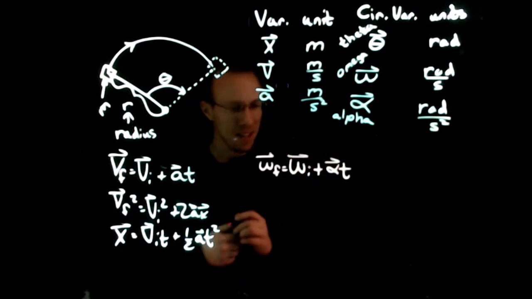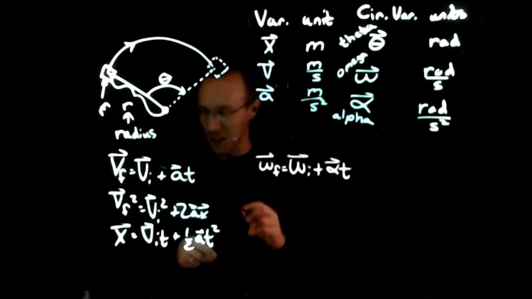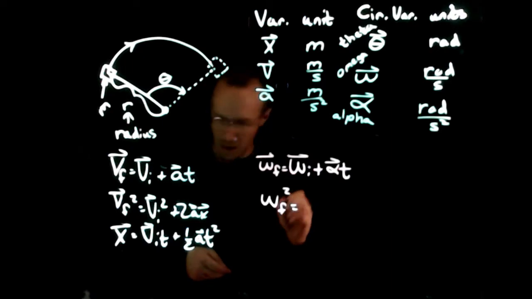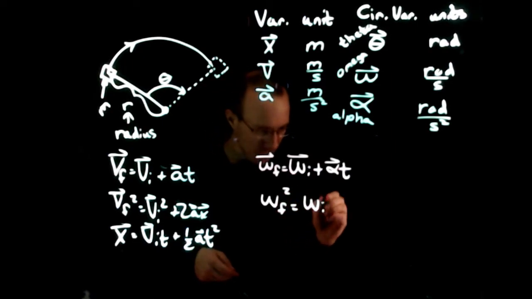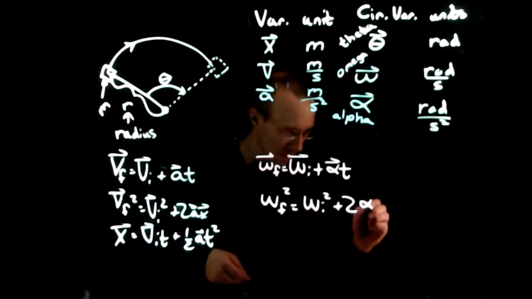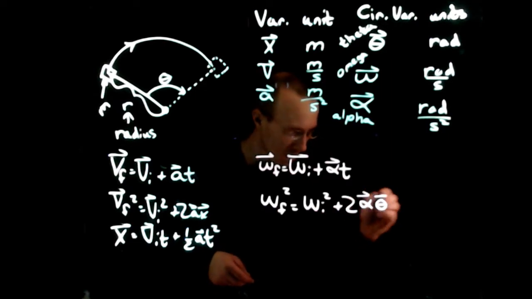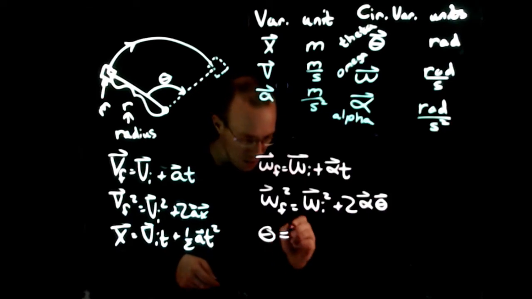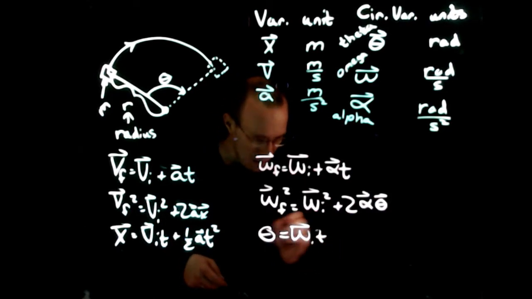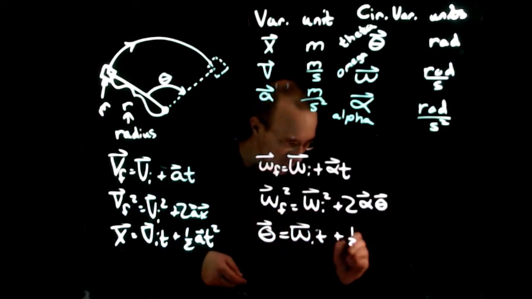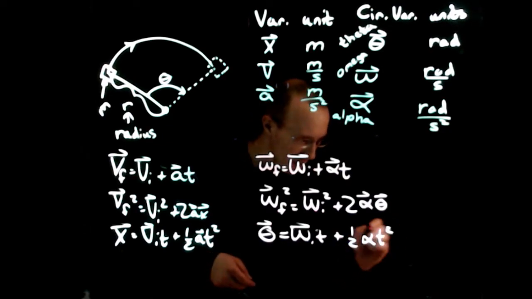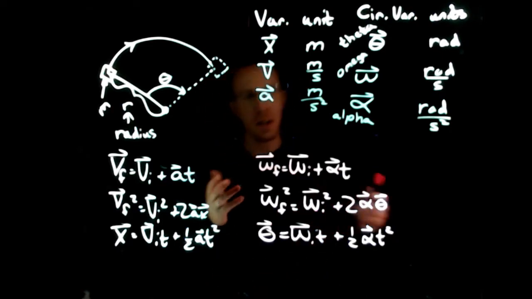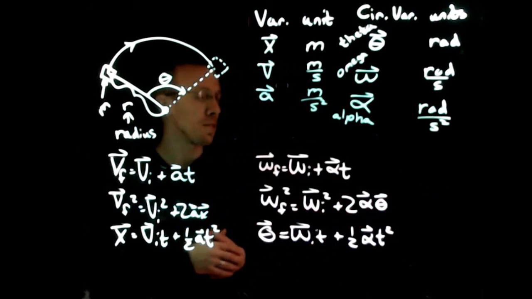And when you're writing these, at first, you might get a little confused because you're so used to writing the v's, and I do the same exact thing. And then lastly, theta equals omega it plus 1/2 alpha t squared. So here they are, the three big equations that we're going to use for now.